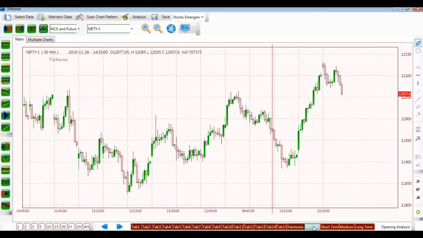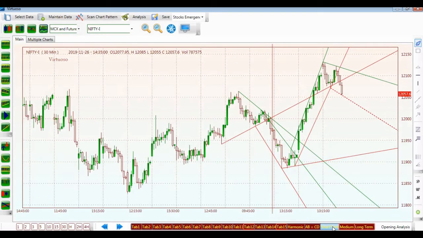Now the most important feature of Virtuoso software is it can draw trend lines automatically. So right now you could see this is the Nifty 30 minutes chart. As you can see on the screen, this is the Nifty 30 minutes chart. So what are the short term trend lines for this chart? If you click on short term, it would give you automatic trend lines drawn on the chart. See, these are the trend lines which are drawn by the system automatically. So you could see the short-term view of trend lines.